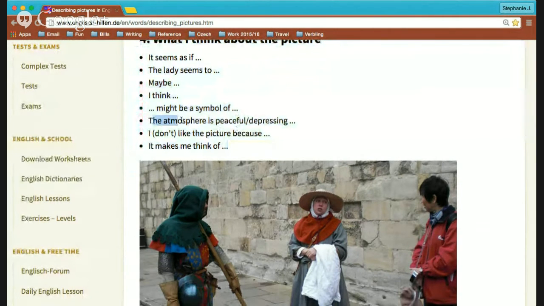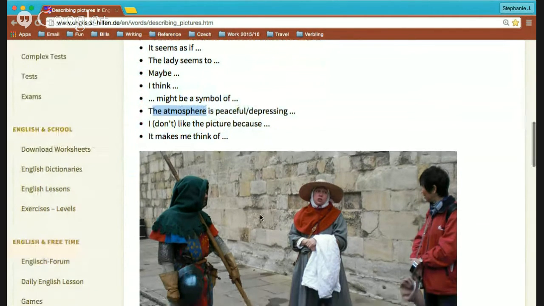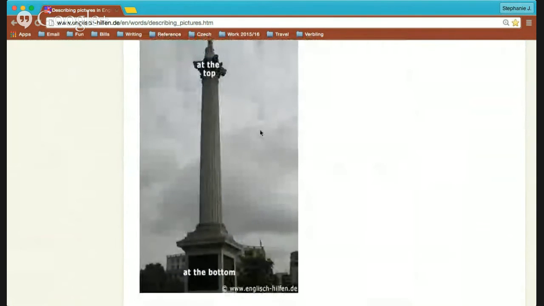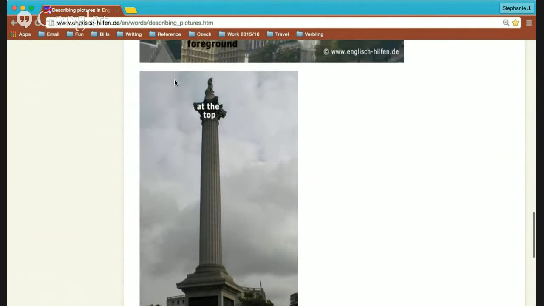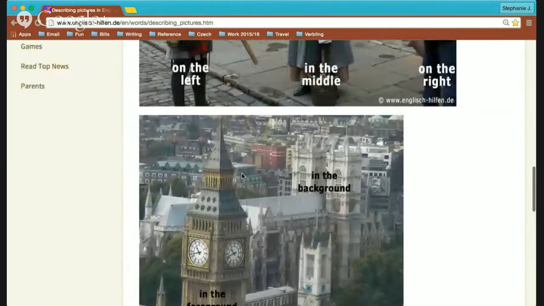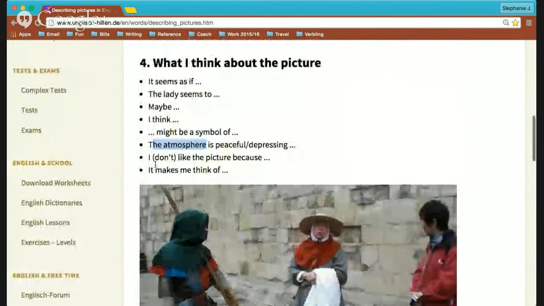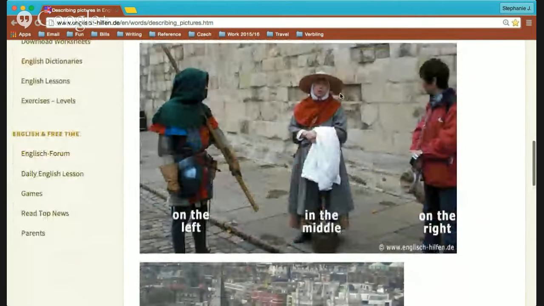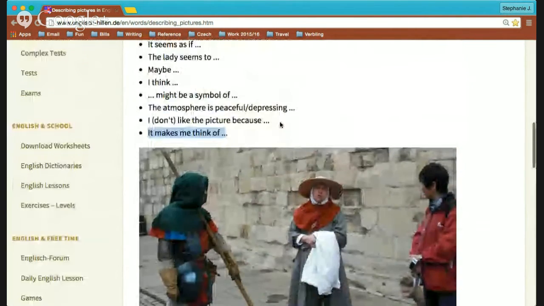You might talk about the atmosphere of a photograph. So the atmosphere of this photograph is gloomy. It's cloudy and it gives me a sad feeling. Then of course I like the picture because, or I don't like the picture, and it makes me think of the time I visited the old city.